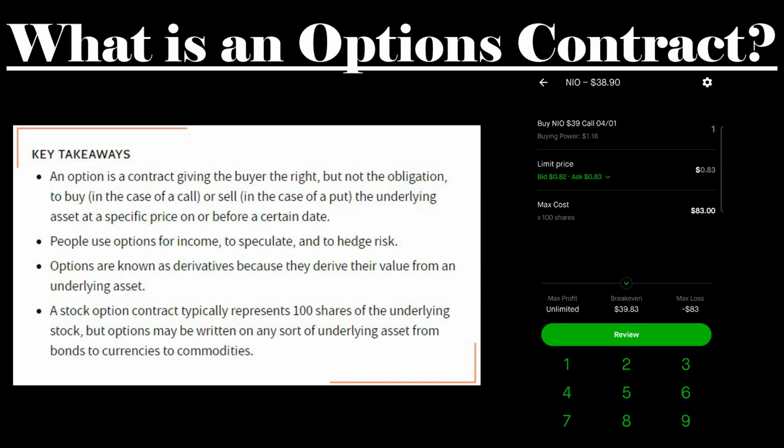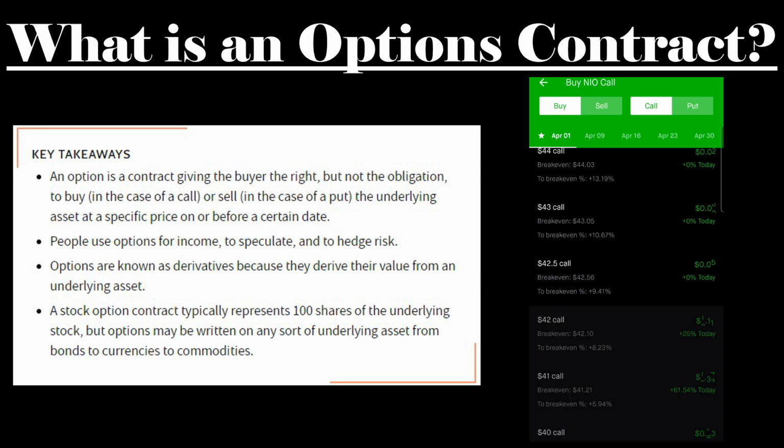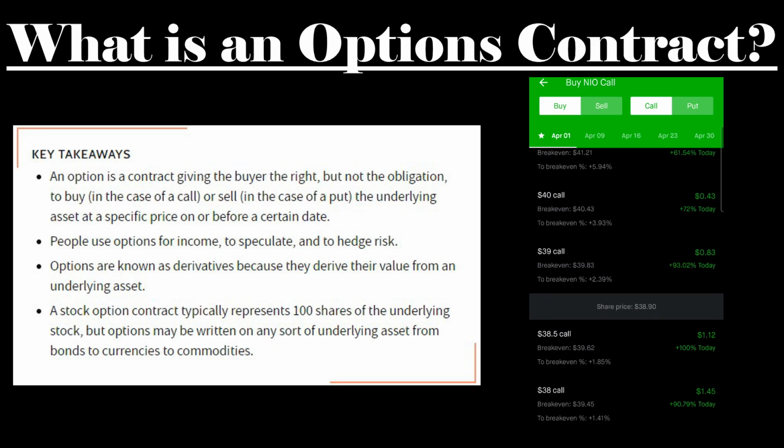So in our example, we say this is between the buyer and the seller at an agreed upon price. So let's just use the price of $39. So that's the price just above. So in our example, a buyer and the seller would agree upon selling his NEO contract, which is 100 shares at $39, which is the strike price, okay, at April 1st.